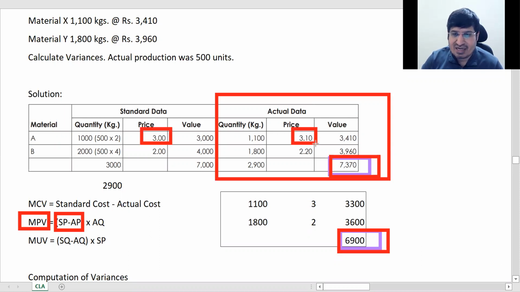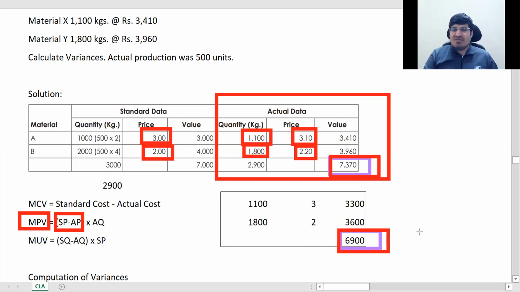You'll get 0.10 minus 0.1. Okay, you'll get minus 0.1 and multiply by actual quantity. This minus 0.1 into 1100. Whatever you will get. Similarly, next you do 2 minus 2.2, you will get minus 0.2 multiply by this actual quantity. And when you add both of this, you will get the same value, which is 6900 minus 7370. Ab chahe to you can try and see.